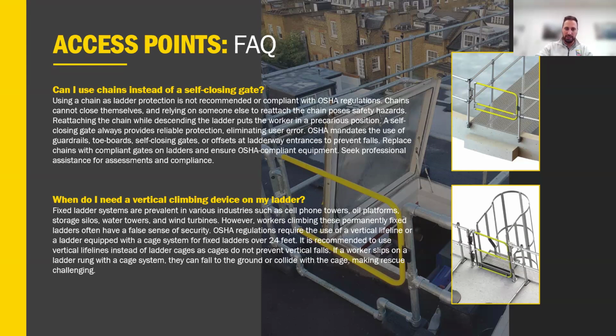The other question that I get a lot is regarding when vertical climbing devices are required and when a cage is required. This was a change now in the 1910.23 code, which is now the ladder safety code, but is also in 1910.28, which talks about vertical climbing devices. So cages are no longer considered fall protection. They're not banned as long as they don't interfere with you climbing, but they're not seen as fall protection.